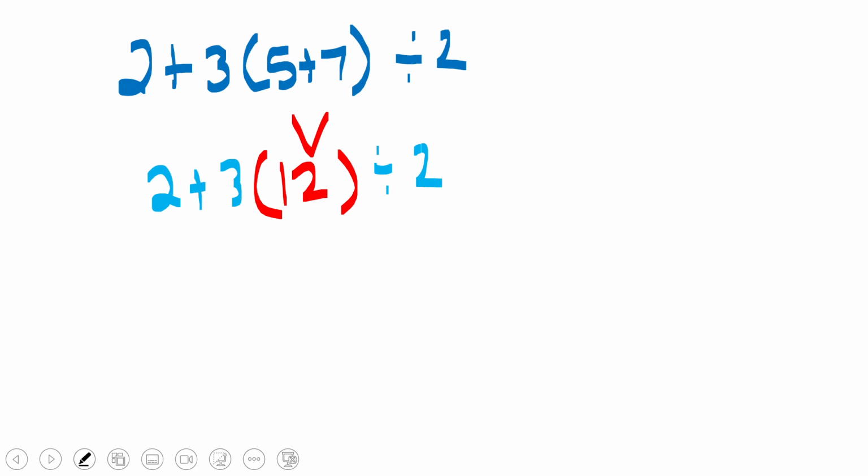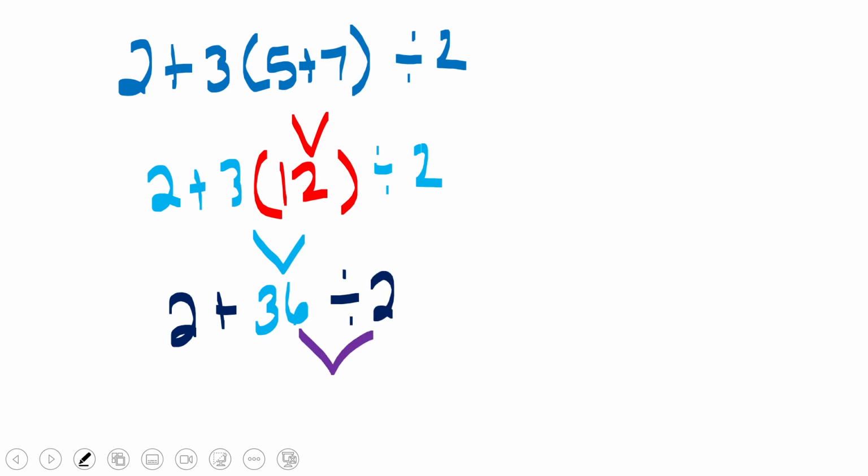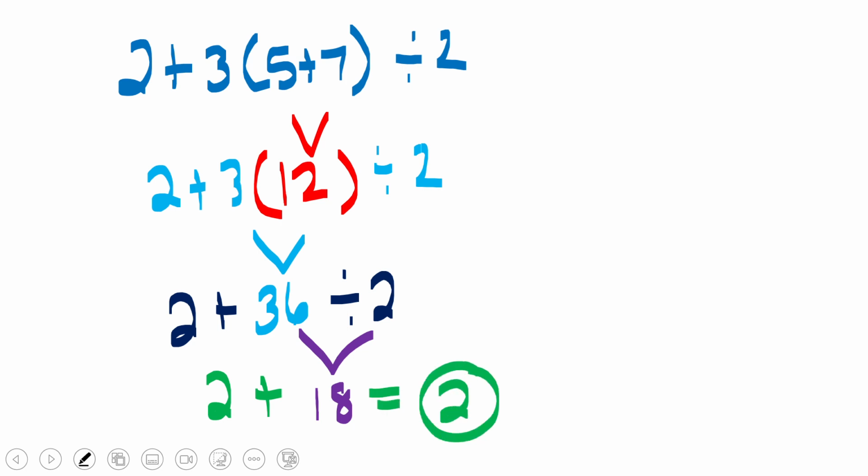Okay, we have a 3 times 12 in the middle. When two numbers are sitting together, that's a presentation of multiplication, so 3 times 12 is 36. We have a 2 plus in the front and a divided by 2 in the back. We still have division to work, so we're going to work that first. That's 36 divided by 2 is 18. Drop down your 2 plus. Now we have 2 plus 18 is 20 for your final solution.